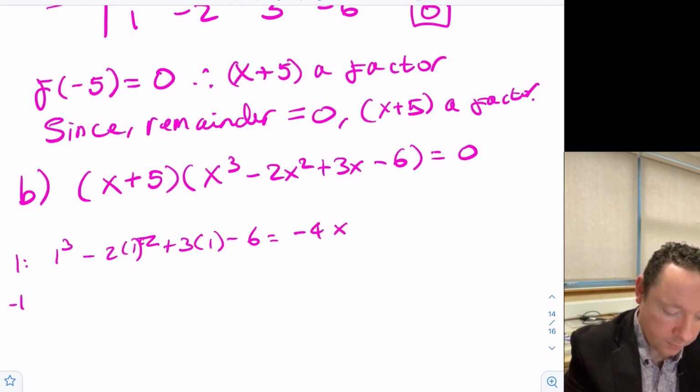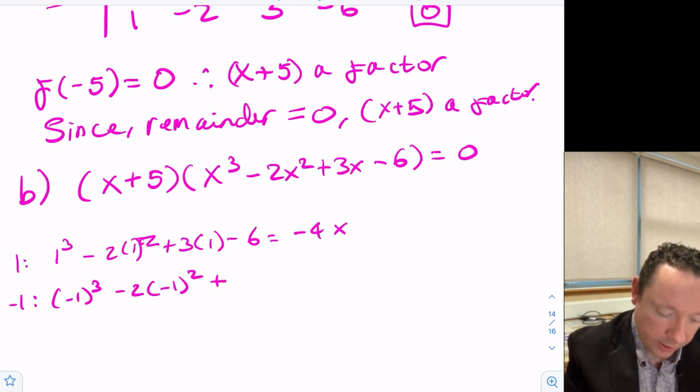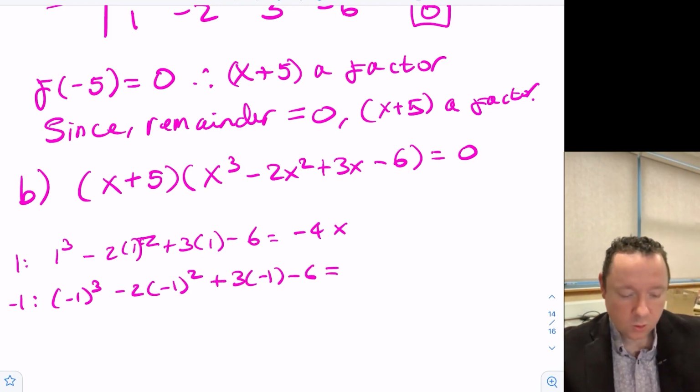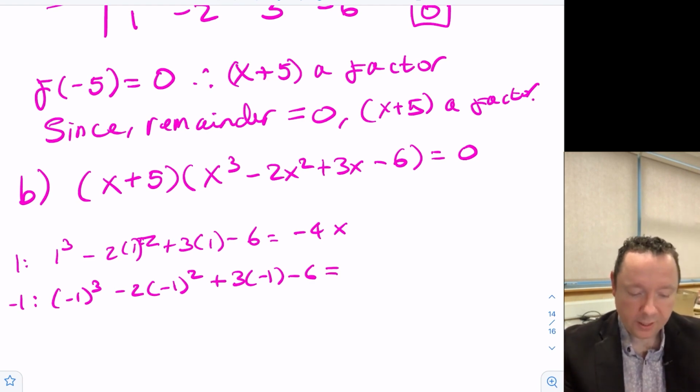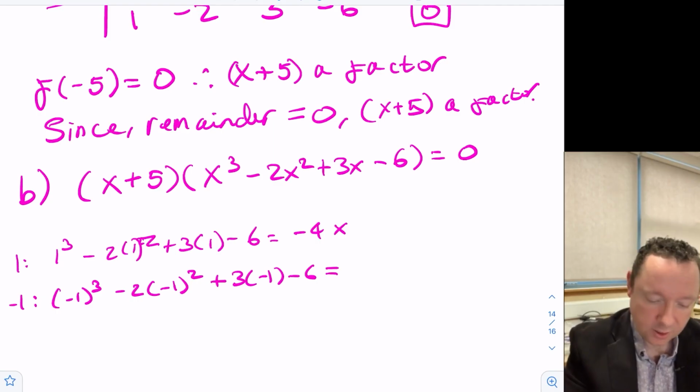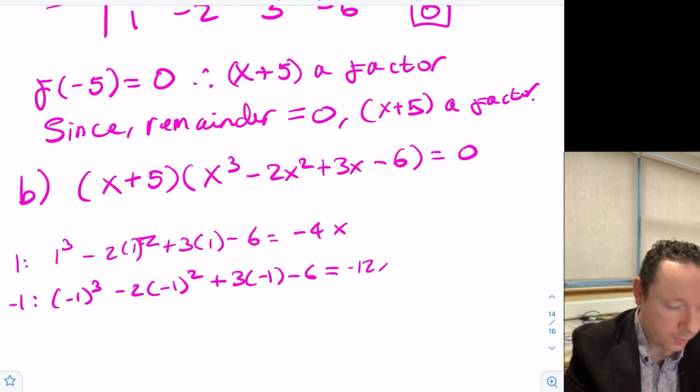Try minus 1. You get minus 1 cubed minus 2 times minus 1 squared plus 3 times minus 1 minus 6. Minus 1 cubed is minus 1. Minus 2 is minus 3. Minus 3 is minus 6. Minus 6 is minus 12. So it's not that one.